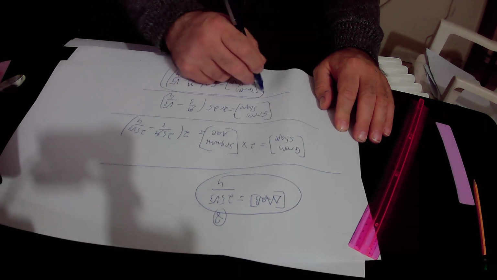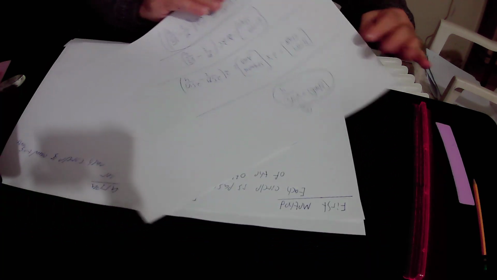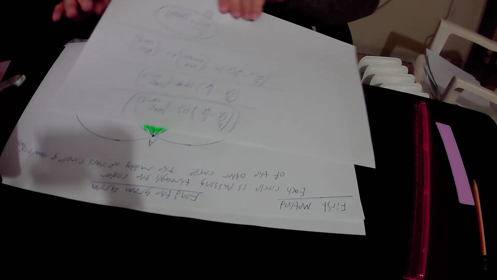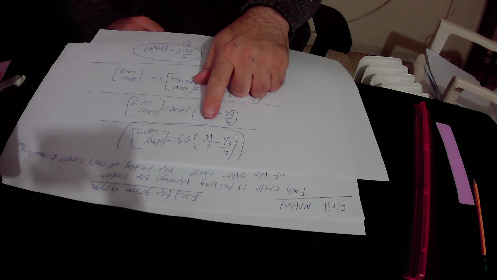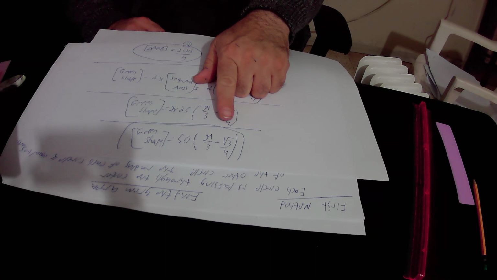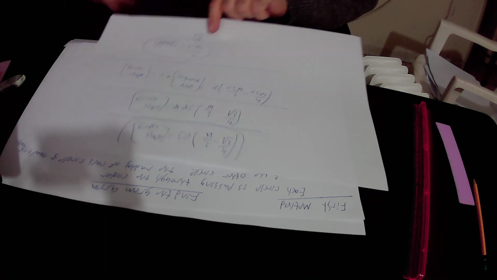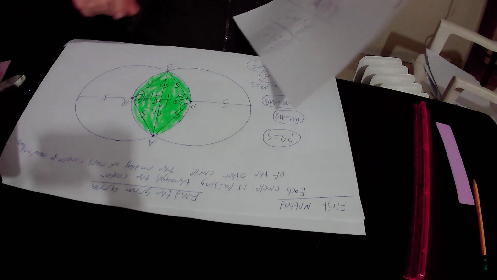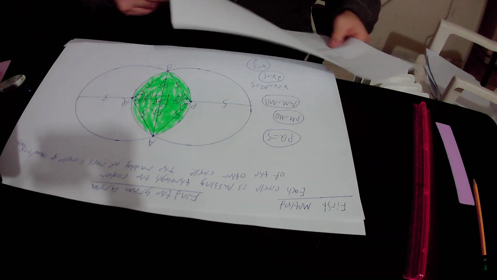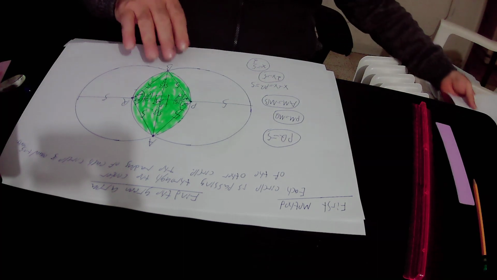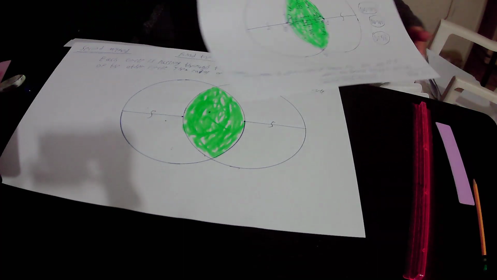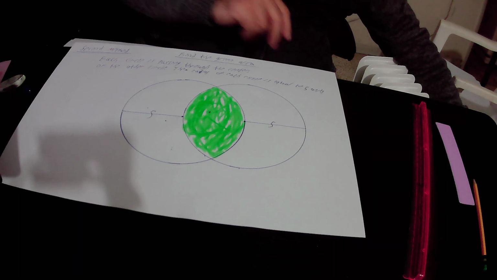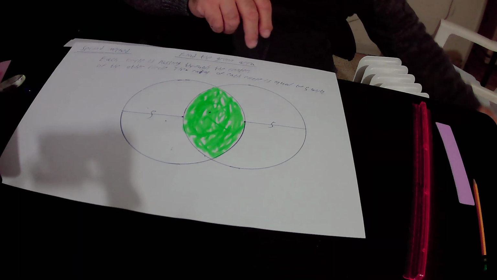I'll repeat again. We found, according to the first method, that the area of the green shape equals 50 times pi over 3 minus square root of 3 over 4 square units. So we finished with the first method. In the next step, I will present how to find the area of this green shape according to the second method.